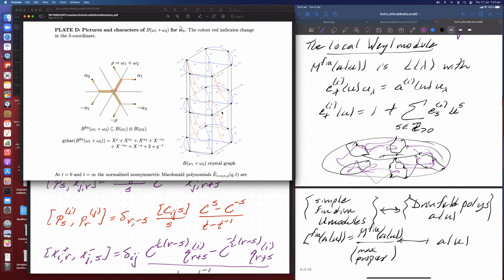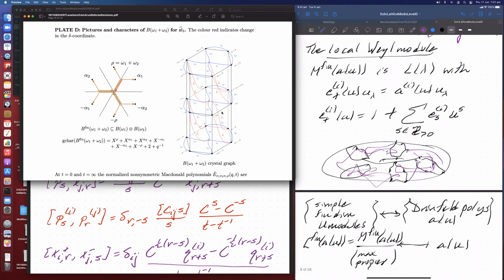Can you say what the dimension is of these finite dimensional U modules? Yes, sort of, yes. Let me do that next.